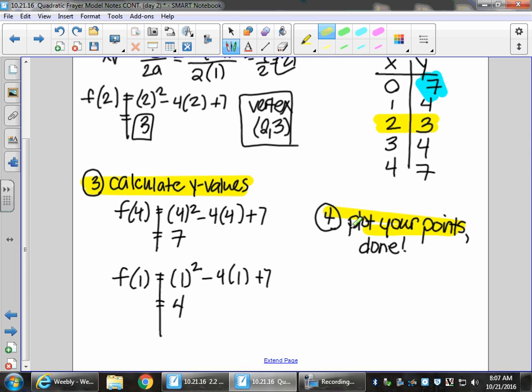Now, what would be a red flag if you plot these points and what happens? It's not symmetrical. What should the shape be? So if you're getting something crazy and it's not a U, that's a red flag. Do I need to graph this with you, or you're good to graph points? Can we just do like the first one? Sure.